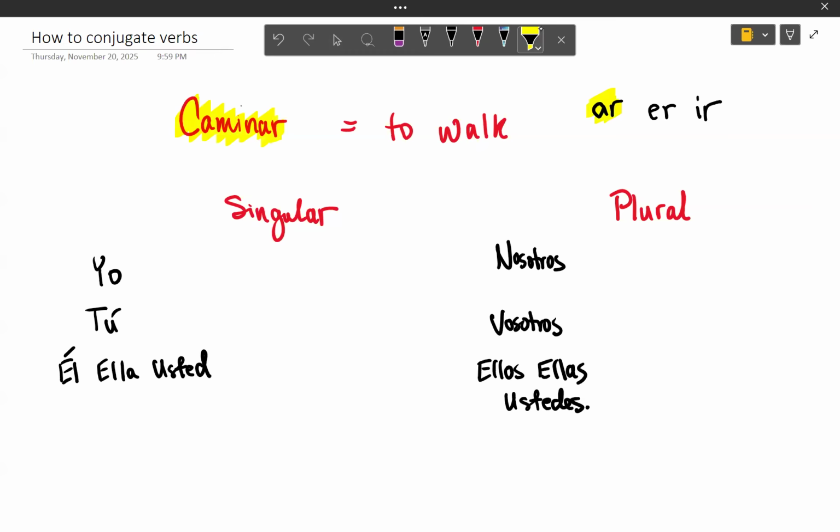Now, I can't say, for example, I to walk to the store. That makes no sense. We have to conjugate the verb, and conjugating it means we change the verb so it agrees with whoever is doing the action. So I walk to the store. He walks to the store. In English, many of the conjugations don't change that much.